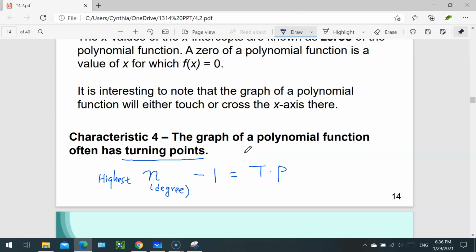So when I have a polynomial function in x where the highest degree power is 5, that means the graph of this function has 4 turning points. So you have 1, 2, 3, and a 4. So we have 4 turning points for the x degree power 5 polynomial function.